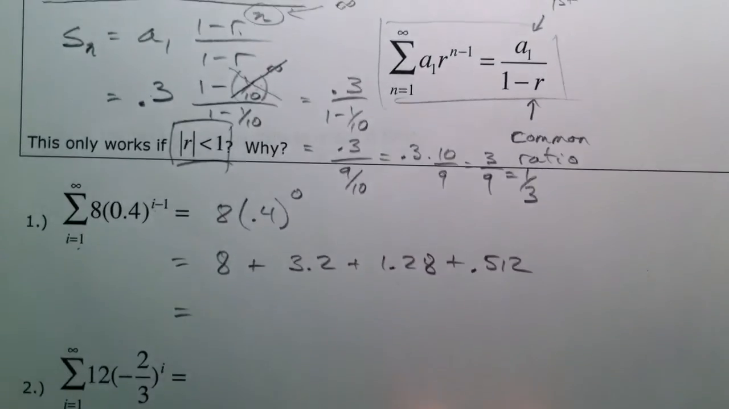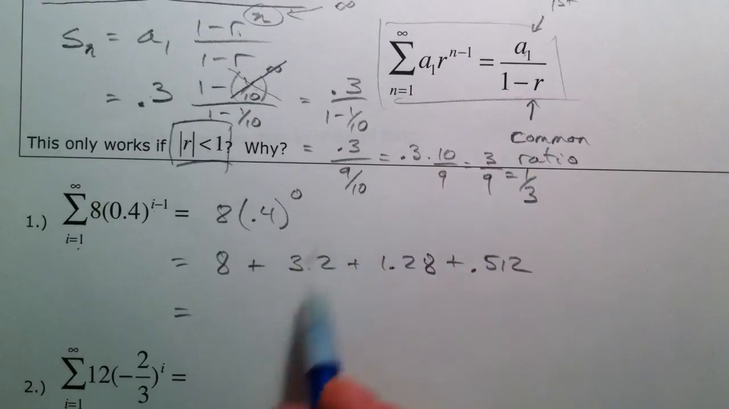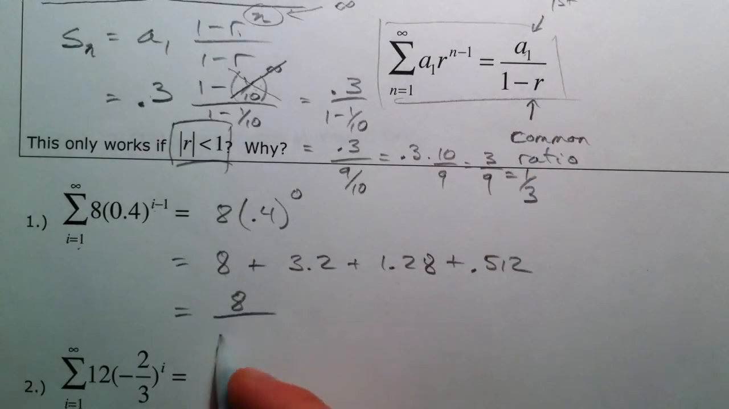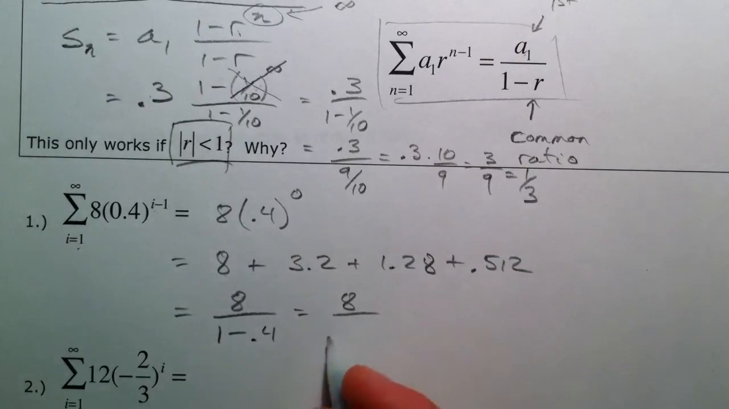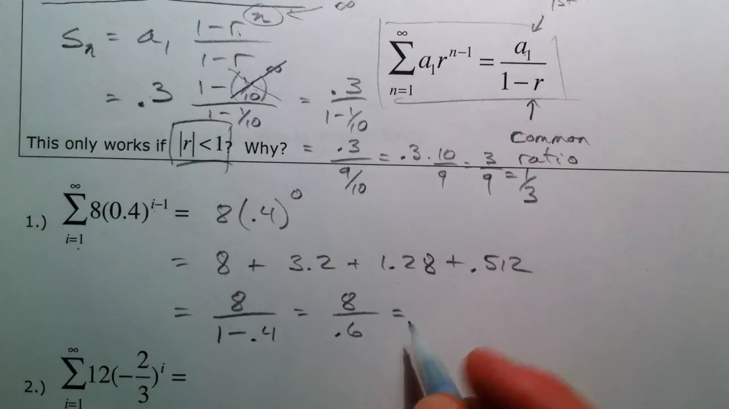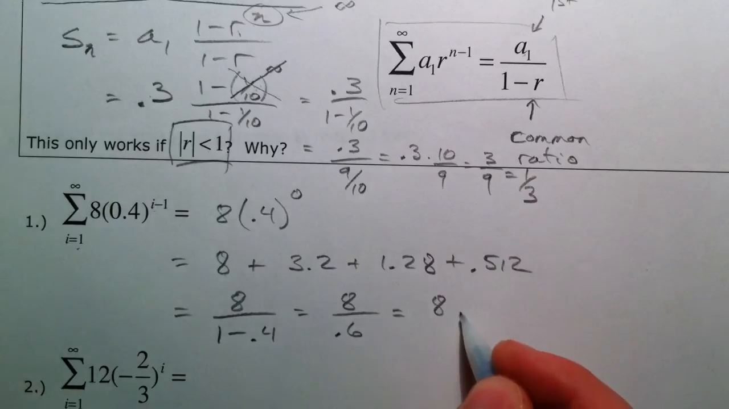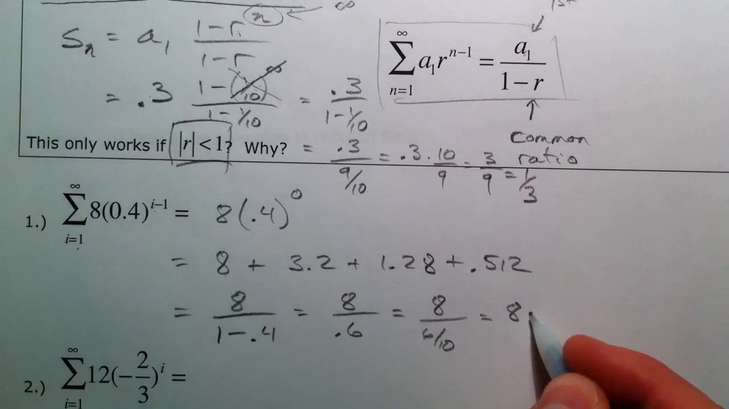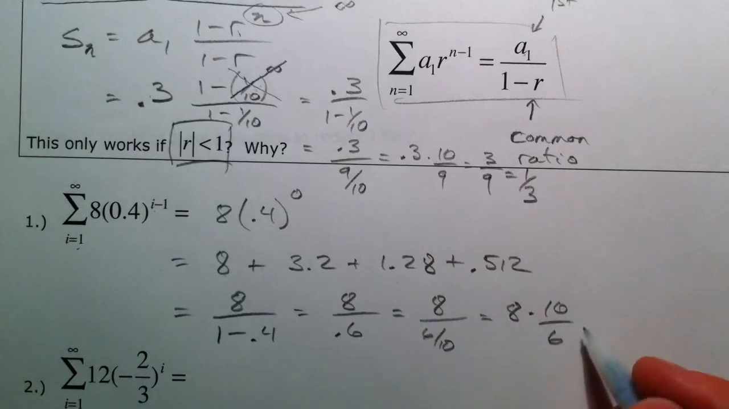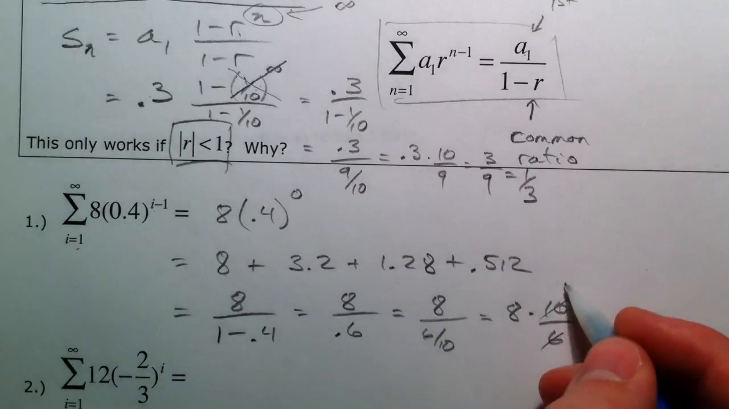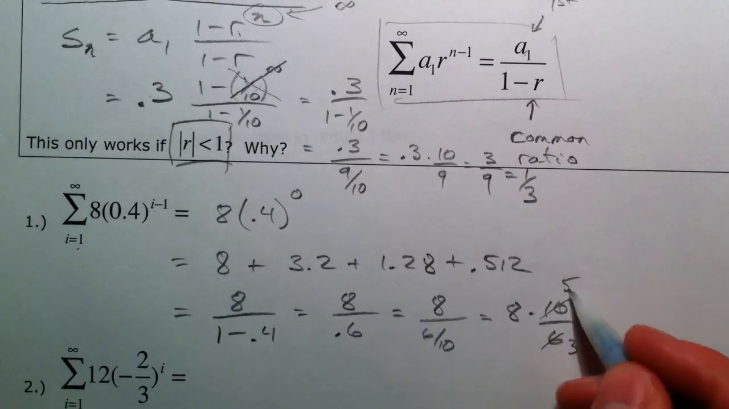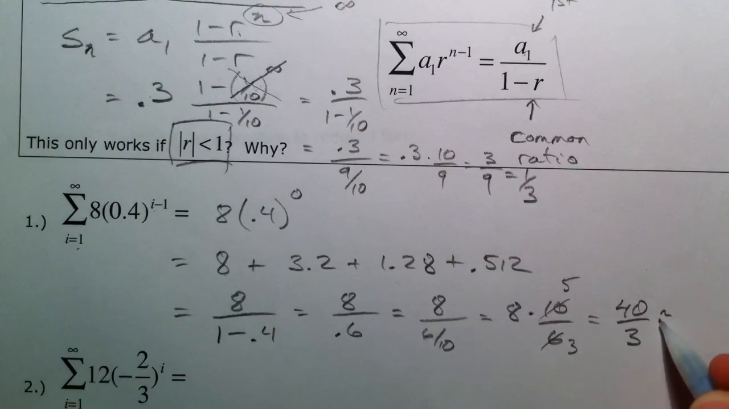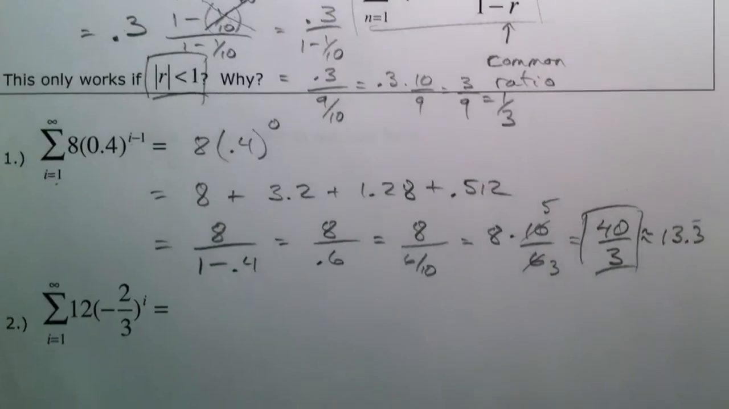And so we plug in to our equation, a sub 1 over 1 minus r. Our first term is 8, divided by 1 minus our 0.4, so we get 8 over 0.6, and so 8 over 6/10, which is 8 times 10 over 6, which is really 5/3, and so we get 8 times 5, or 40/3, approximately 13.3. So 40/3.